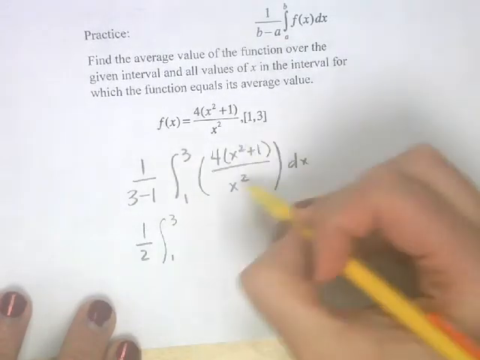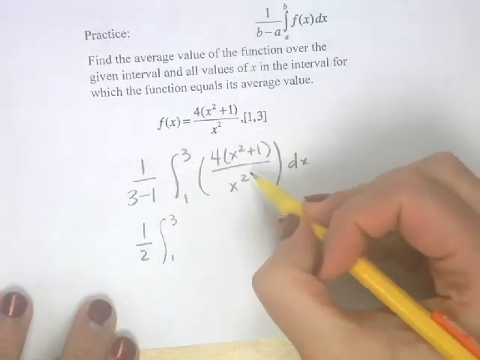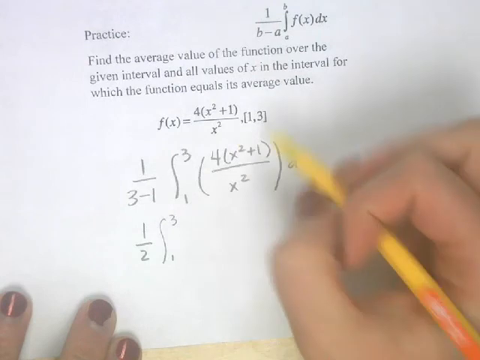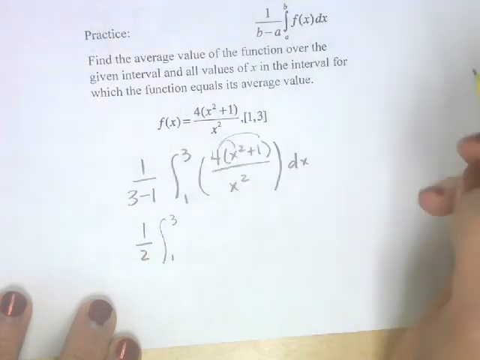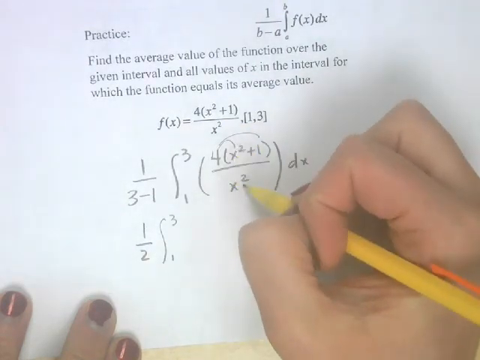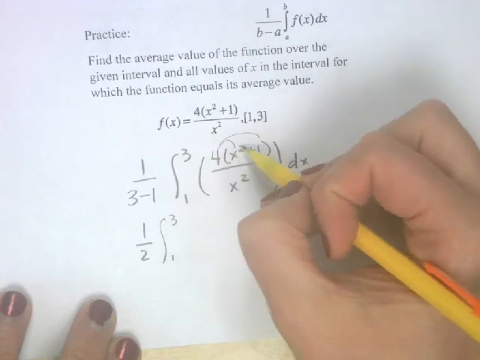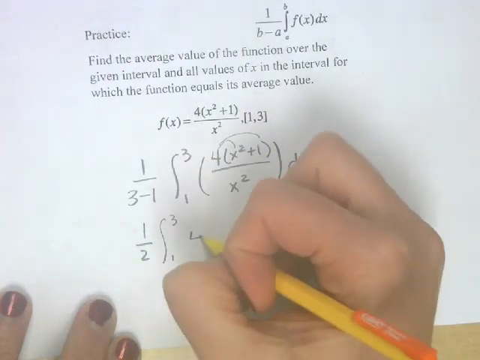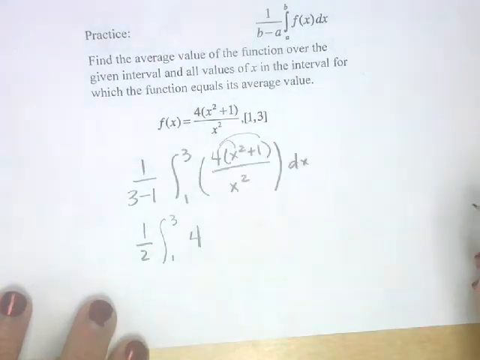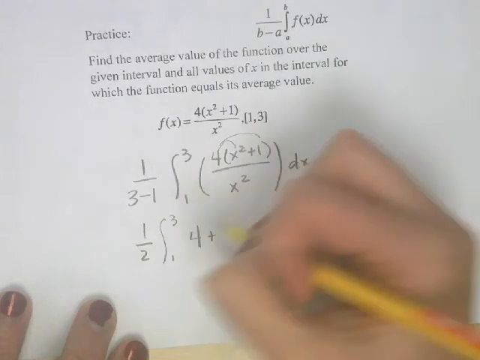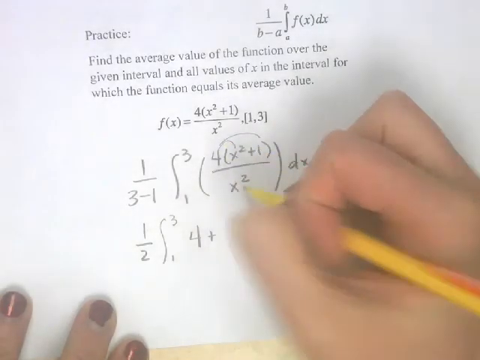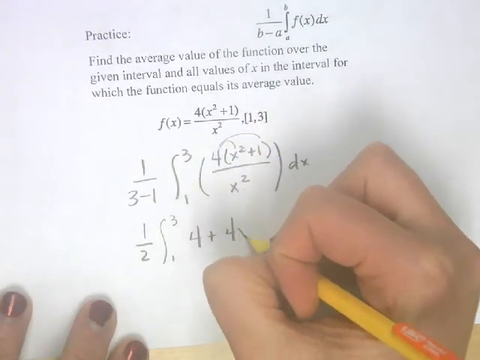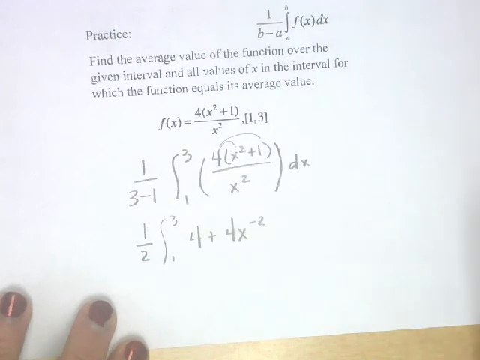So 1/2 integral from 1 to 3. Now, I do not want to take this antiderivative yet. I want to make sure that we are simplifying it as much as I can. So I'm going to distribute the 4 and divide everything by x squared. So this is going to be 4x squared divided by x squared, so I'm left with 4, plus 4 divided by x squared.